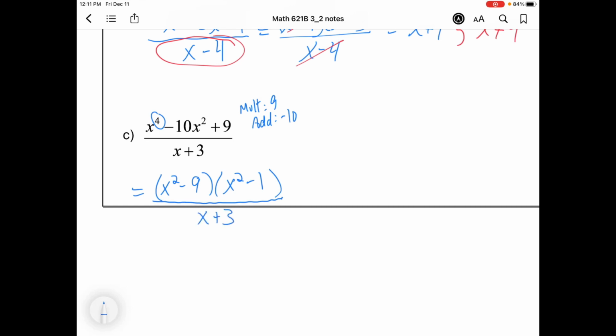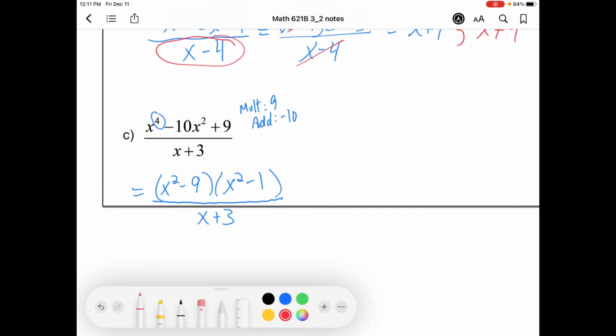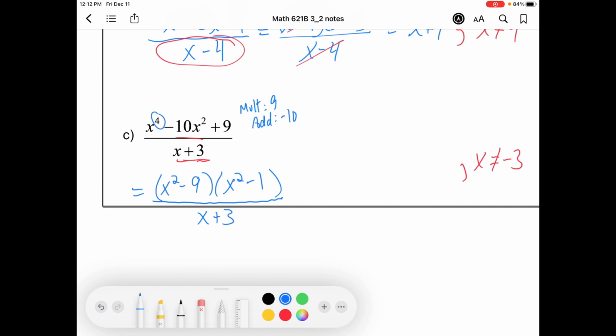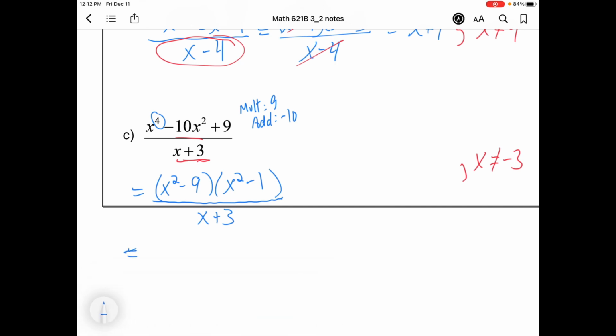now somebody's going to try and divide this out. Maybe before we even do anything else, let's state the restriction. The restriction is that x can't be -3 because you can't divide by 0. Right? So if x was -3, this whole thing would be divided by 0. Now this is a special case of division by zero, but more on that next semester.